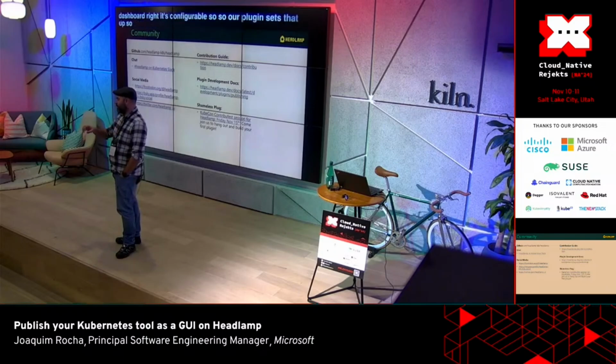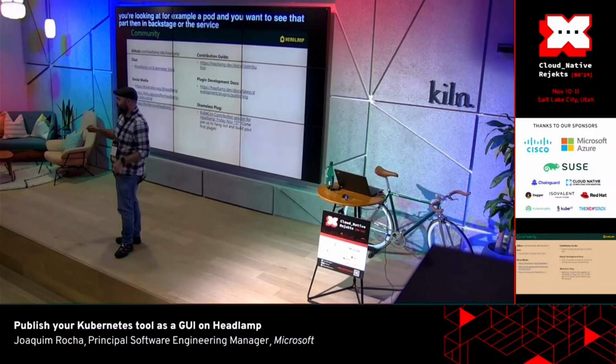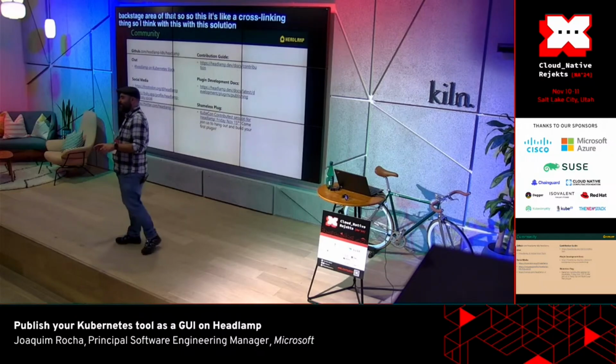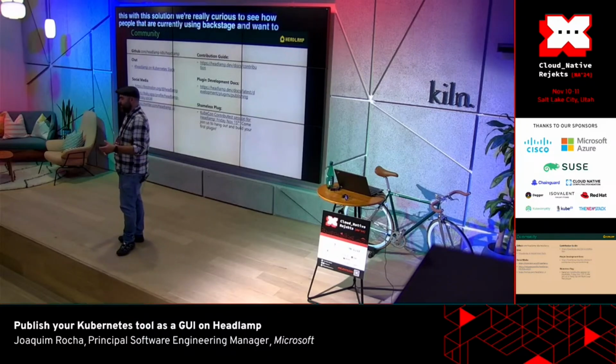So when you click it, you go into a dedicated view of Headlamp, just slightly different, right? So it looks a little bit better when it's embedded in. So it's really embedded in the UI. And then from Headlamp, if you're looking at, for example, a pod, and you want to see that pod or the service in Backstage, we also have a backlink. So you can click it and you go into the Backstage area of that. Yeah, so it's like a cross-linking thing. I think with this solution, we're really curious to see how people that are currently using Backstage and want a powerful UI for Kubernetes, and vice versa, will respond to this.